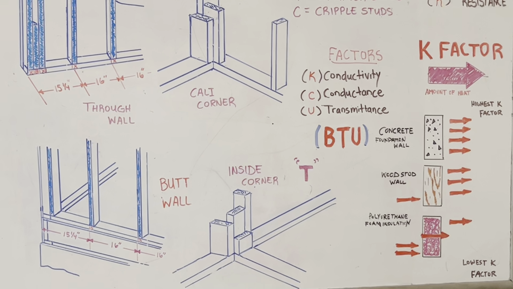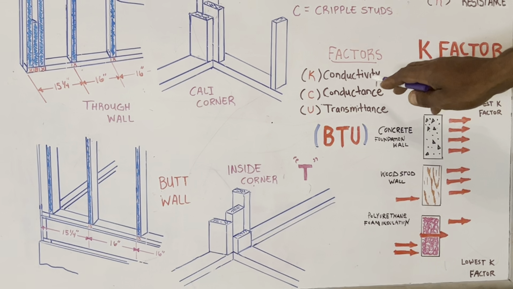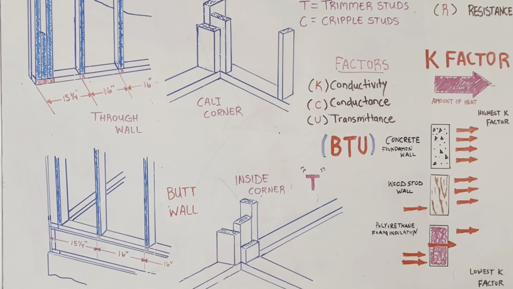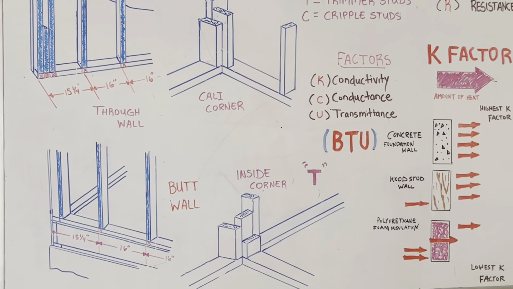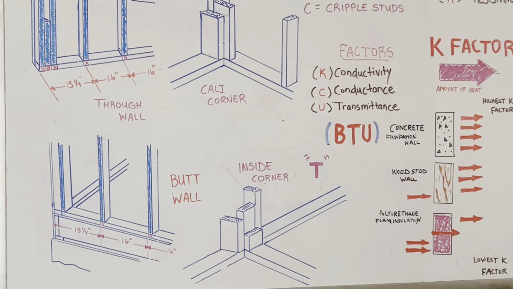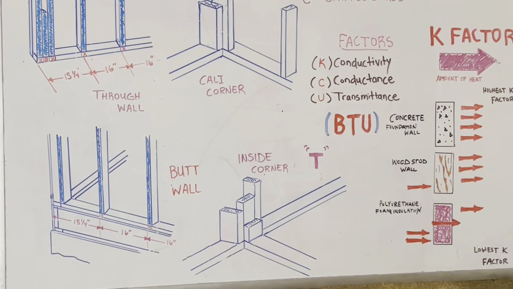Now the C factor, which is conductance, is based on the same principle as the K factor. However, the C factor applies to materials of any thickness that are not homogeneous or that have an air cavity, such as hollow concrete masonry units.